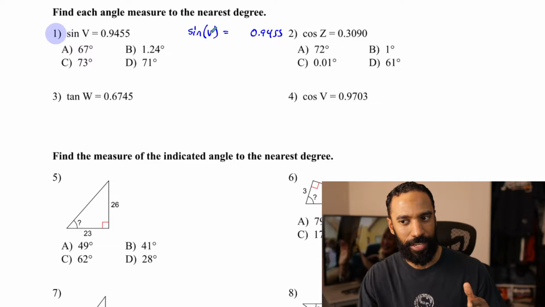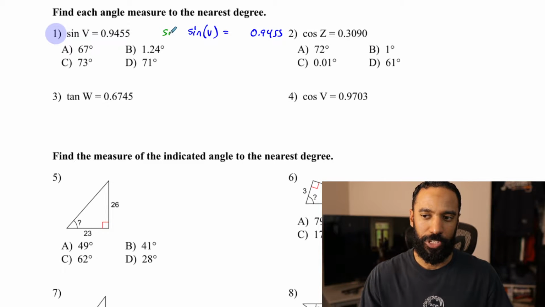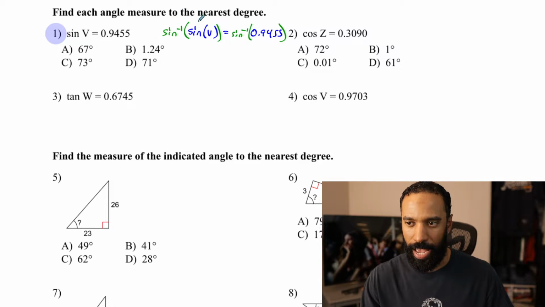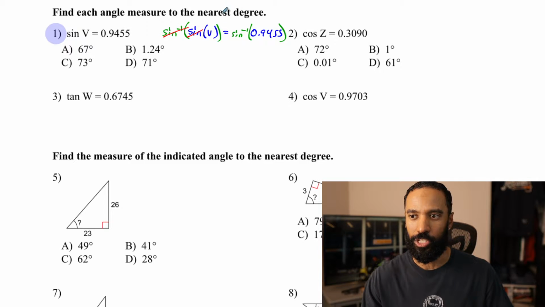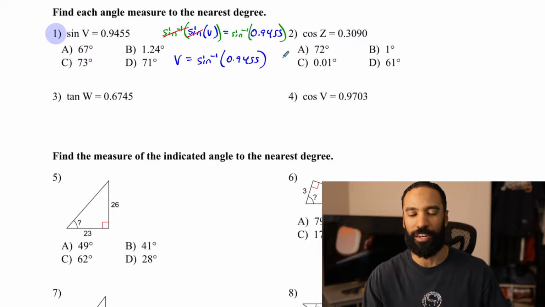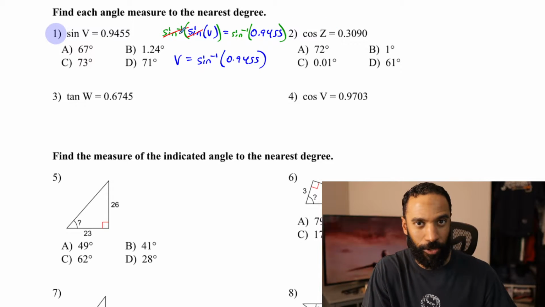How do I get v by itself? You take the inverse sine of both sides. It looks like this. You take the inverse sine of this side. You take the inverse sine of that side. The inverse sine of the sine of an angle is just the angle. V equals the inverse sine of 0.9455. What happens when you take the inverse sine of a ratio? You get an angle out from it.